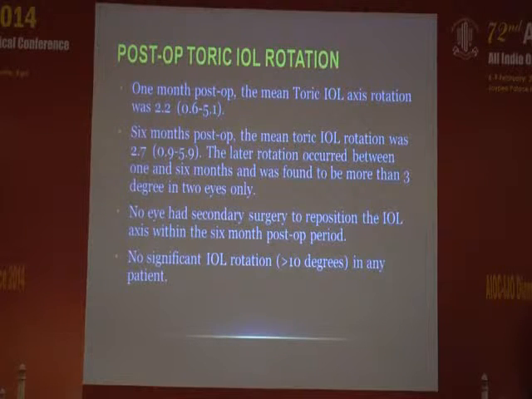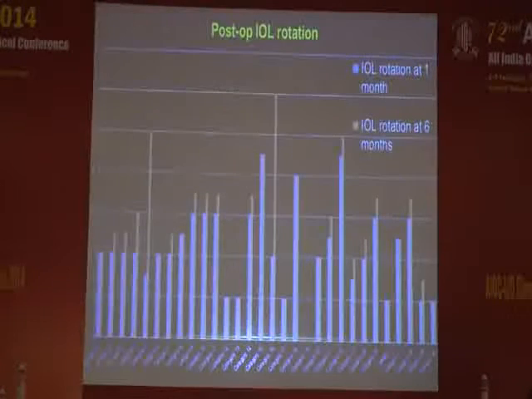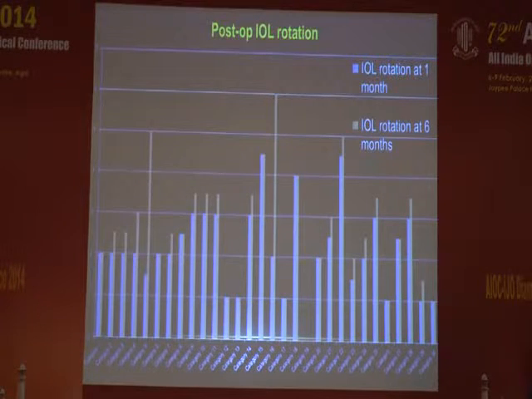For the toric IOL rotation post-op, 1 month post-op, the mean toric IOL axis rotation was 2.2, a range of 0.6 to 5.1, and 6 months post-op, the rotation was 2.7, that is 0.9 to 5.9. The later rotation occurred between 1 and 6 months and was more than 3 degrees in 2 eyes only. No eye had secondary surgery to reposition the IOL axis within the 6-month post-op period, and there was no significant IOL rotation that is more than 10 degrees in any patient. This is a graph showing the IOL rotation at 6 months and 1 month.